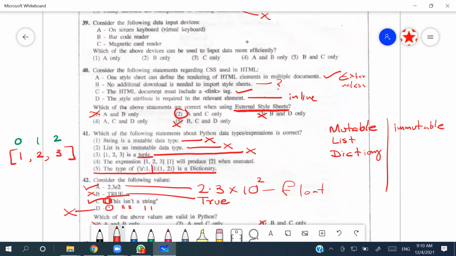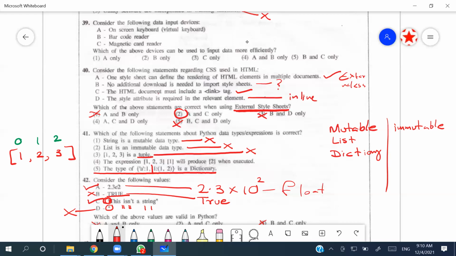And the second part, 1 is going to be the key. So after the colon, (1, 2) within parentheses is going to be the value, which is a tuple. And it is separated by a comma and delimited by these curly braces. So this is definitely a dictionary, right? So they are asking for the correct one. The fifth one is the correct one.